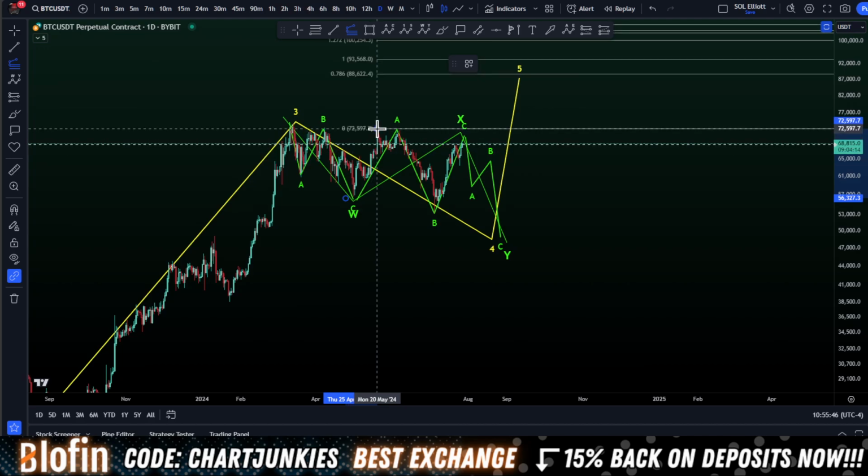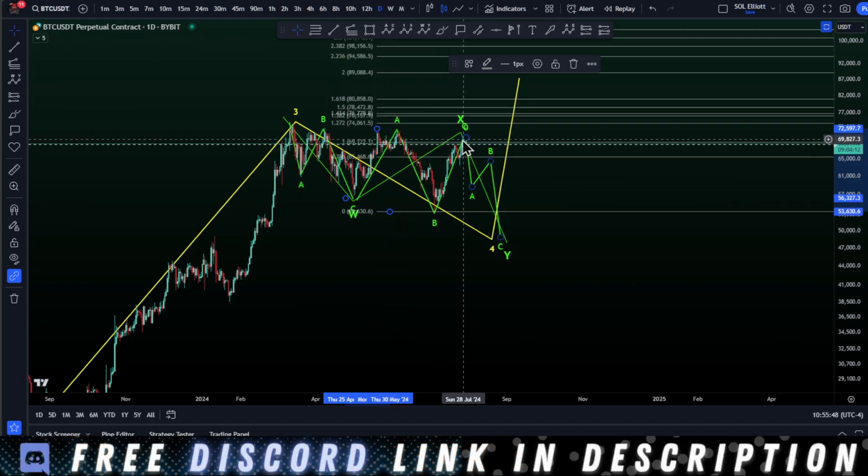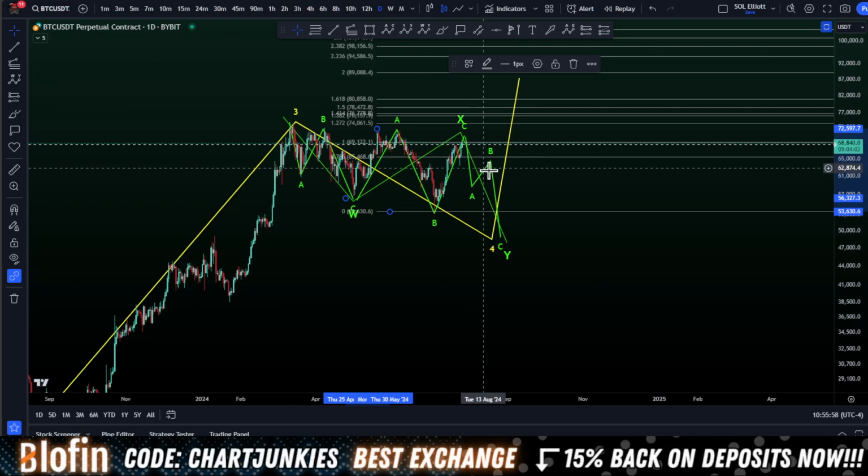Now, why does this look like a flat to me? Well, if you pull your fibs right here, we are coming up, we are right on the 1-to-1 extension of this move. And I am looking at this as 5 waves completed. It's looking very, very done, I'm not gonna lie to you, at least for this wave. So you can at least expect some type of correction down before more continuation.